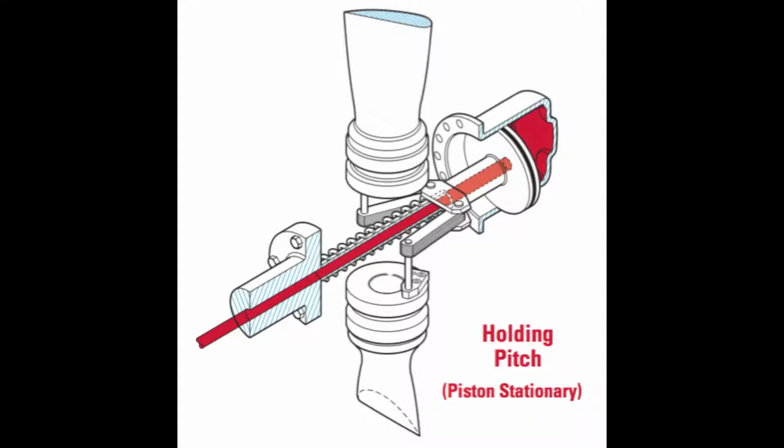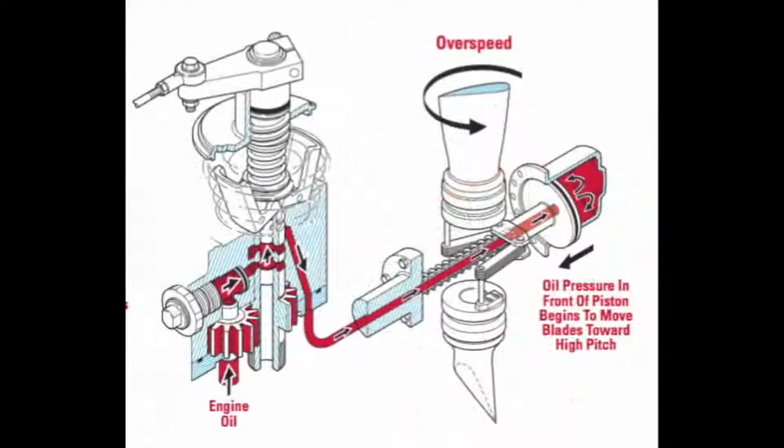If any condition of flight changes this equilibrium, such as if we push the nose down and increase the airspeed, the RPM of the engine will begin to increase, and the governor causes the system to pump more oil into the dome, thus increasing the pitch of the propeller.